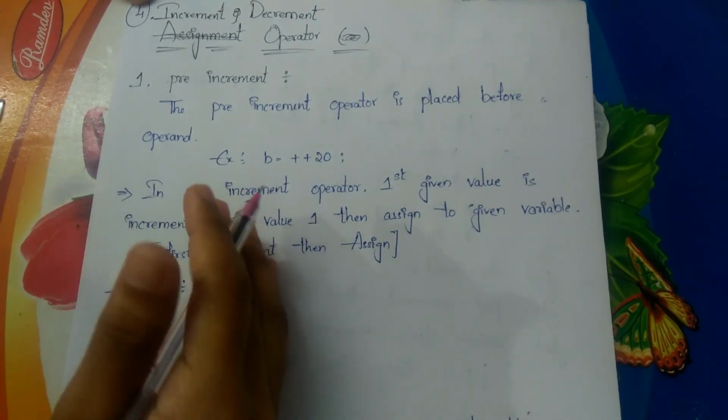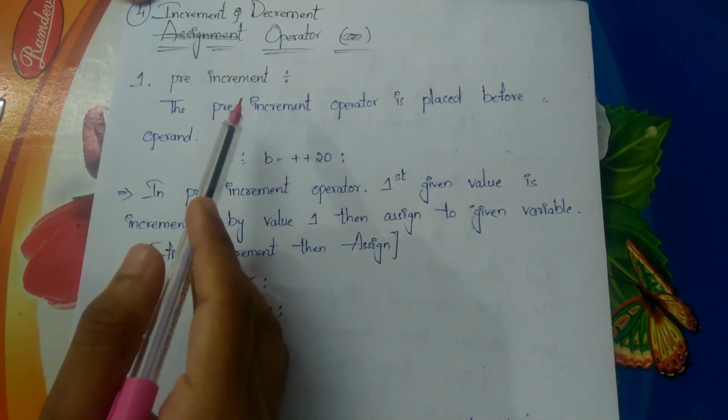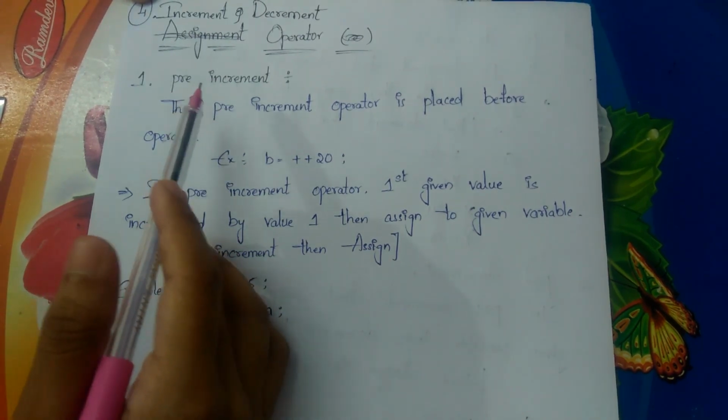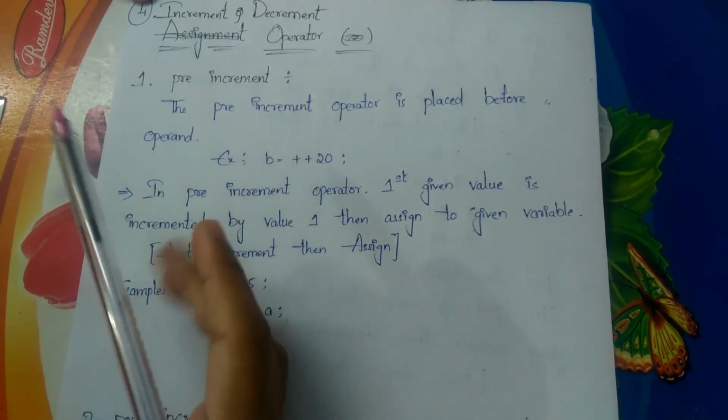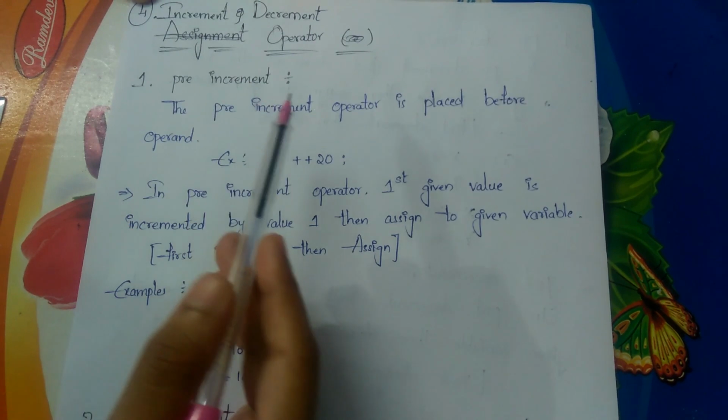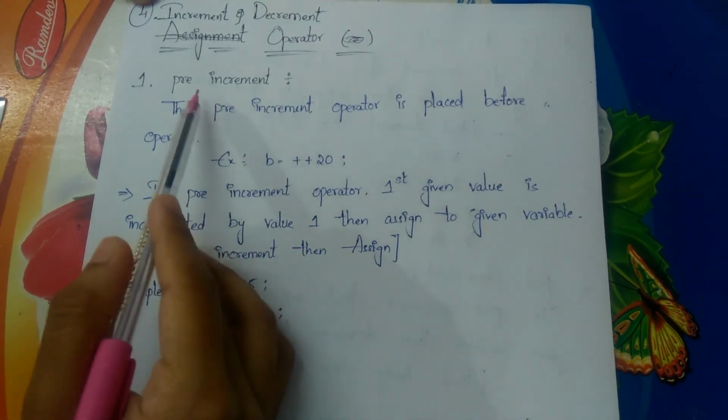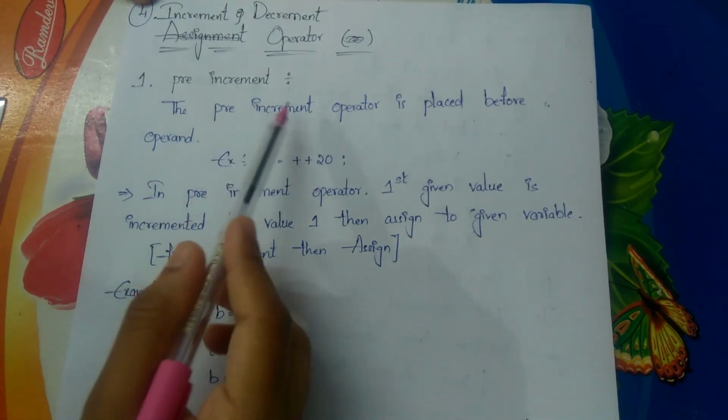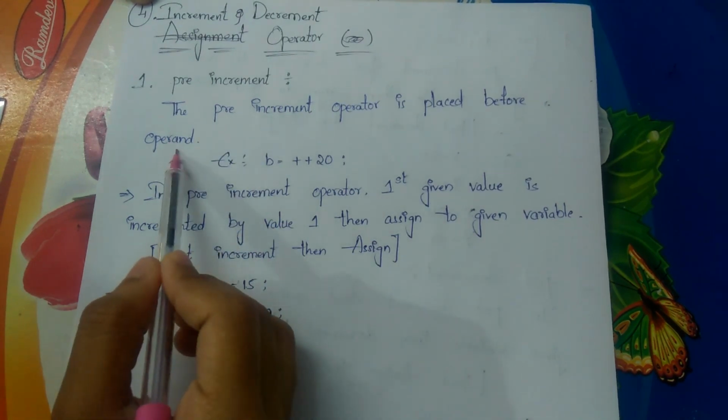Let's look into the fourth operator, that is increment and decrement operator. First let's see the increment. So in increment we have the pre-increment and the post-increment. In pre-increment, the pre-increment operator is placed before the operand.